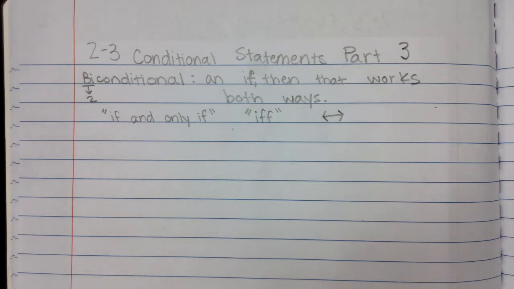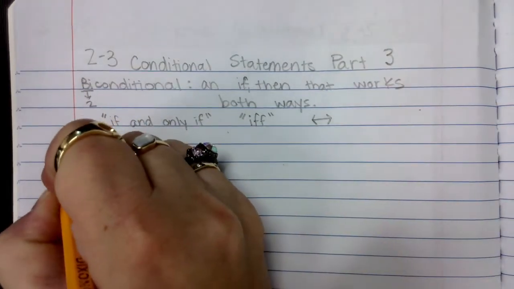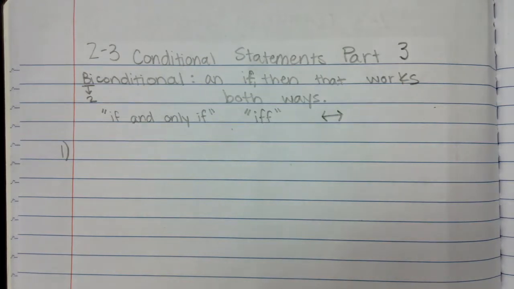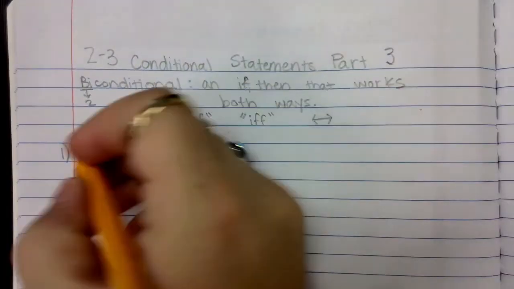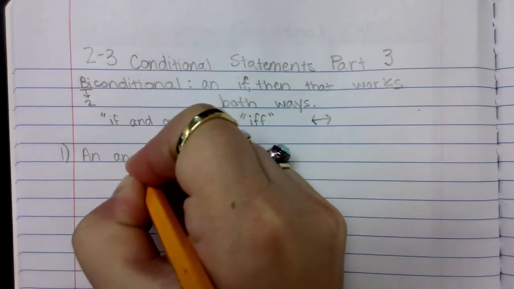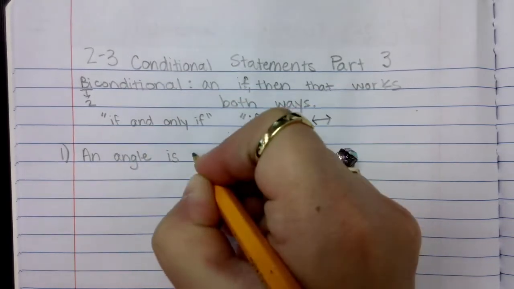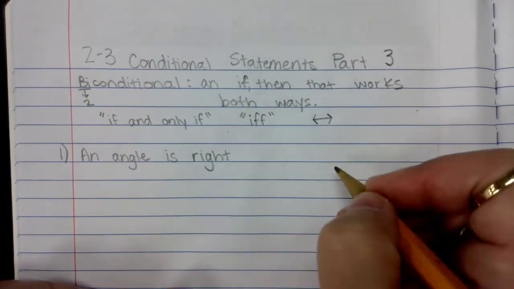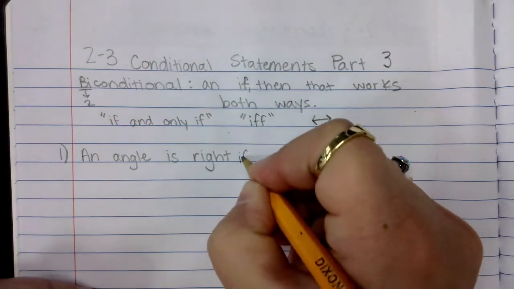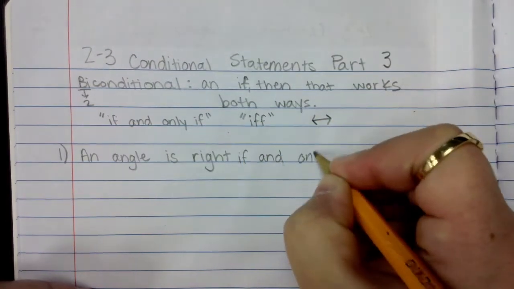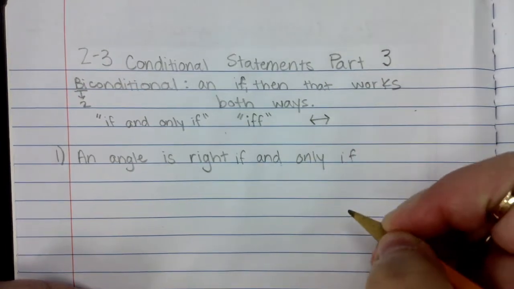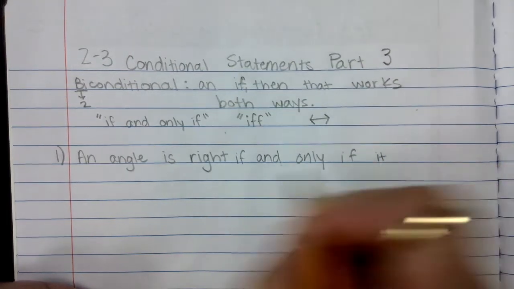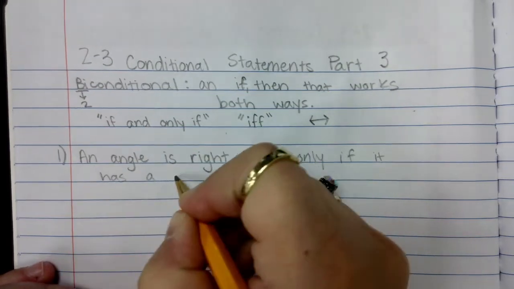All right, here we go. Starting with our first example. We have 3 examples today. All right. For our first example, we're going to say an angle is right, and then we're going to write in the whole phrase, only if it has a measure of 90 degrees.